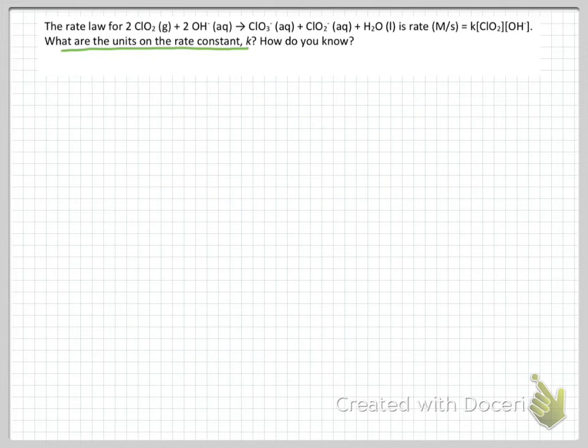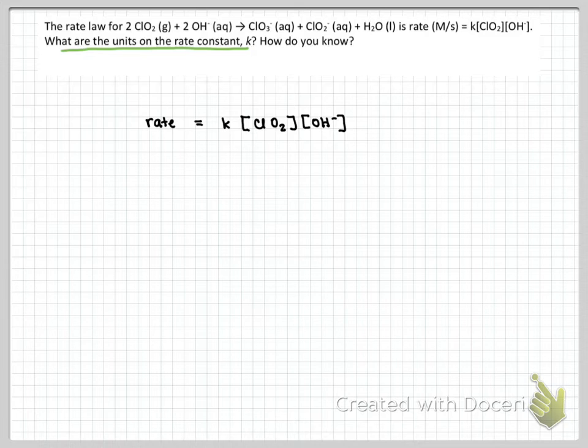Another question from the team challenge was looking at the rate law for this reaction. 2 ClO2 plus 2 hydroxide ions yields ClO3 minus plus ClO2 minus plus water. And we're told that the rate law is rate equals rate constant k times the concentration of ClO2 times the concentration of hydroxide ion, or OH minus ion. And we're asked to find the units for the rate constant. So let's write our rate law out.